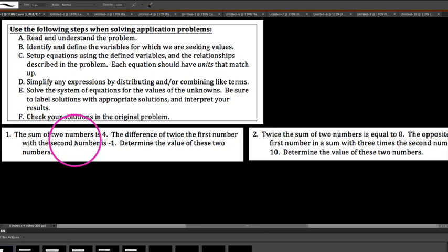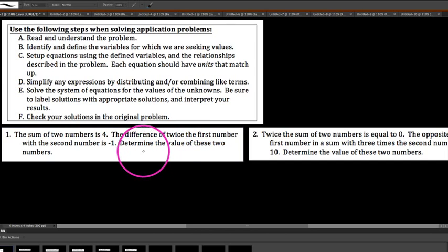And so reading through number one, for instance, let's take a look at this. It says the sum of two numbers is 4. The difference of twice the first number and the second number is -1. Determine the value of these two numbers. After reading through this, it seems to me that we have these two numbers here, and what we're trying to do, and this is usually, not always, but usually near the last sentence, is what we're trying to find here. And so it says determine the value of these two numbers.